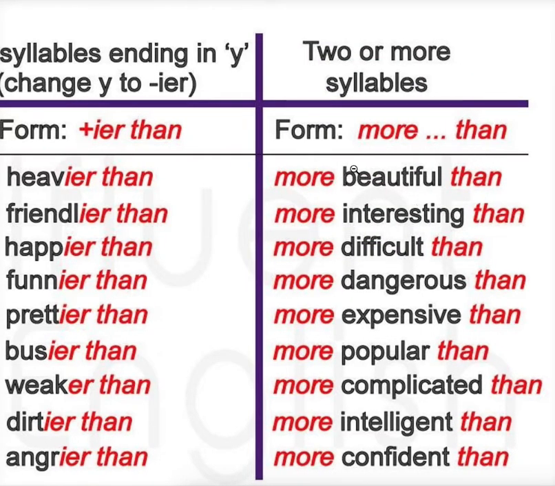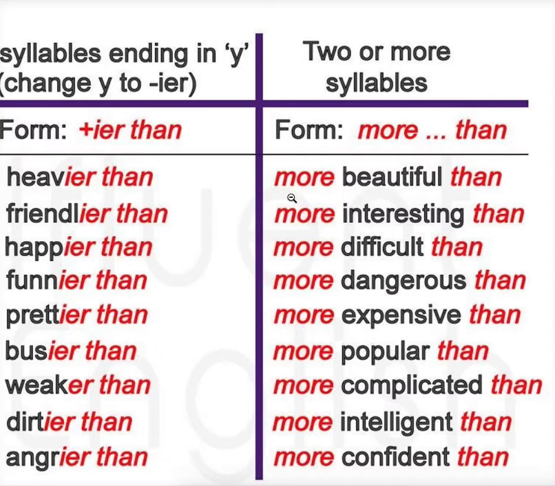So we are going to check some examples. More beautiful than. Cuando tú ya tienes un adjetivo largo, amor, tienes que poner el adjetivo común y corriente. Tú no puedes poner beautifuler, porque ya es muy largo. La regla es no, yo no voy a poner eso, voy a poner more. What is the meaning of more, guys? What do you remember? More. Más. Perfect. More beautiful than.